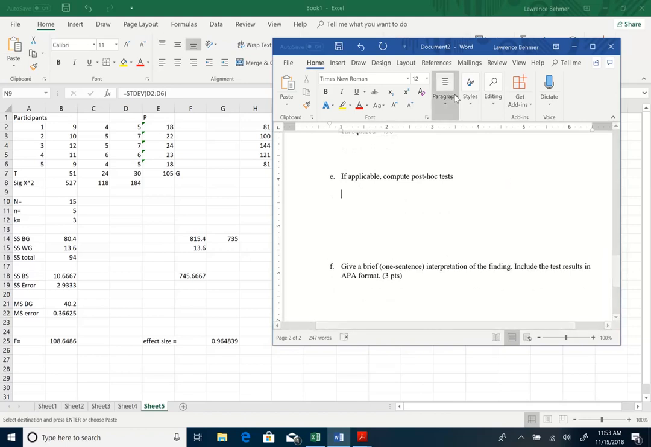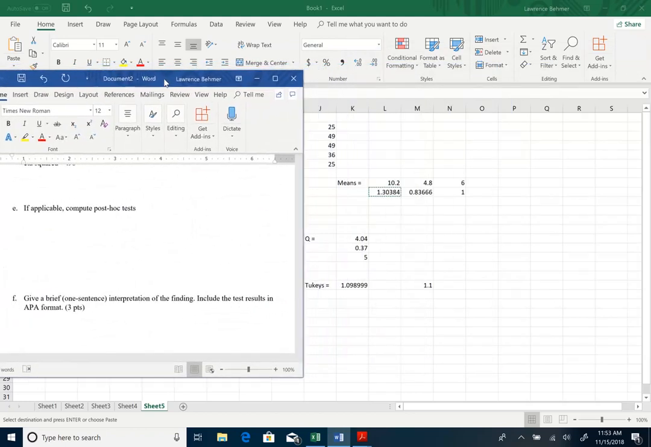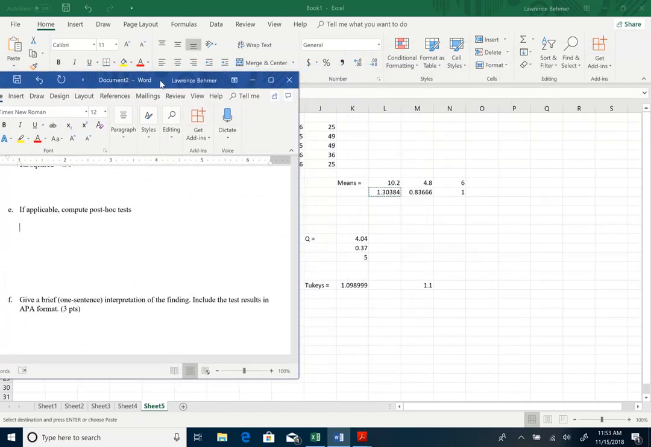So what did we figure out for the, let me just move this one over here, I guess. Here we go. So, right, we got a Q of 4.04 times the square root of 0.37 divided by 5. And that equaled 1.098, and let's just call it 1.1.